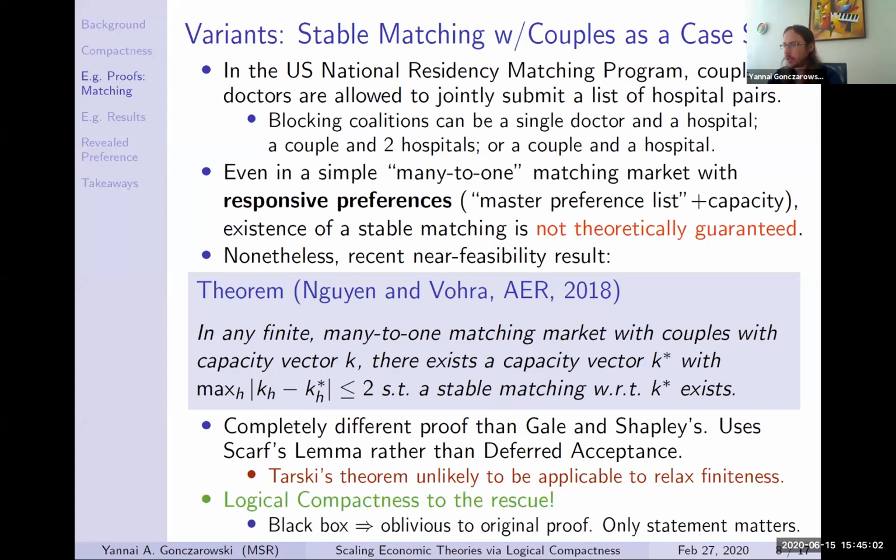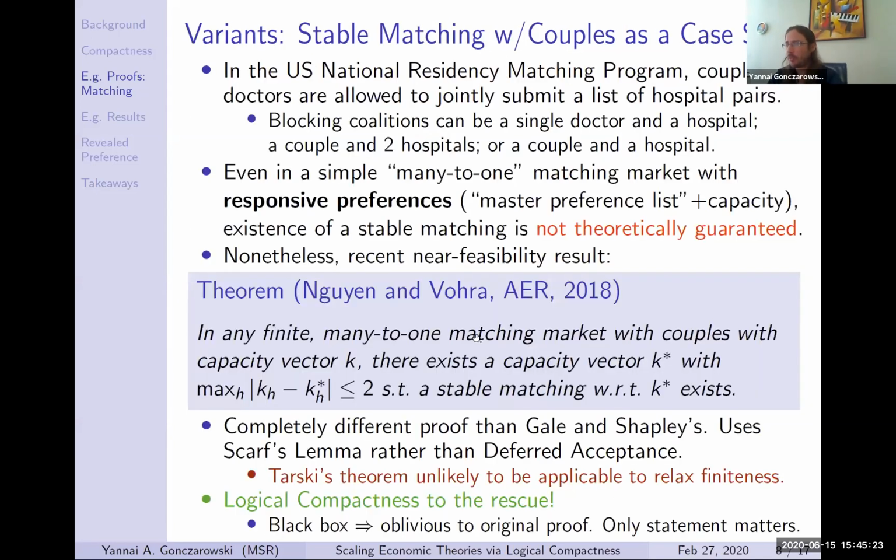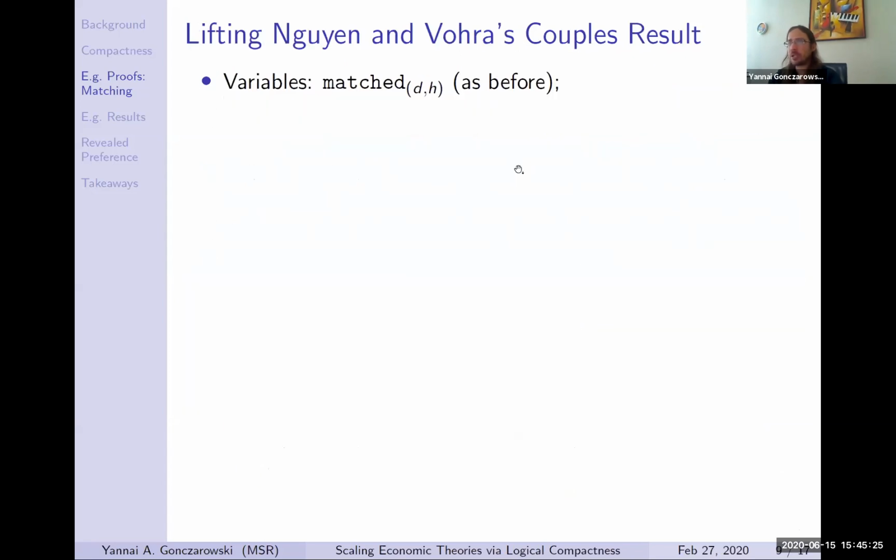Logical compactness here, as we show, can help us. Even though the original proof is starkly different, we're going to have a proof that's virtually identical to our proof for generalizing vanilla matchings to infinite domains. And I can tell you this proof without you knowing how Nguyen and Vohra proved their near feasibility result, which is nice. So variables, we're going to have the same variables.